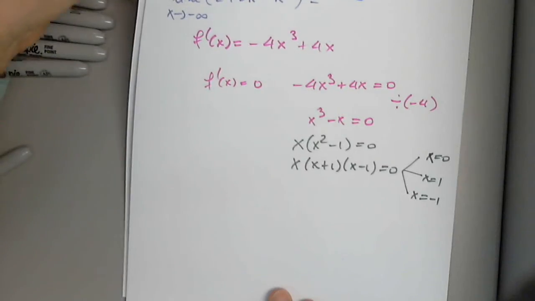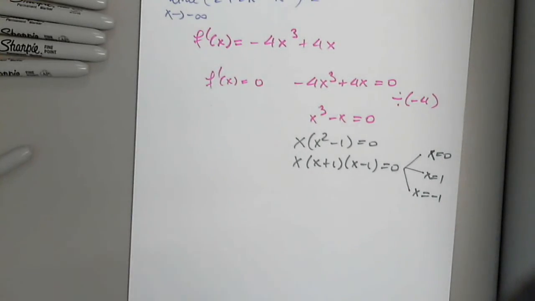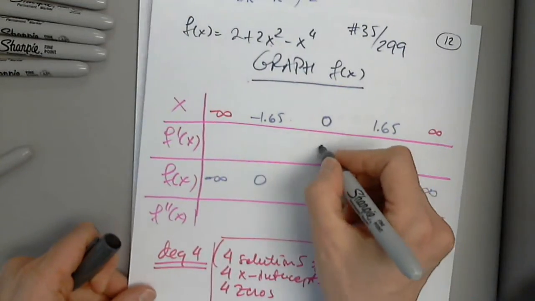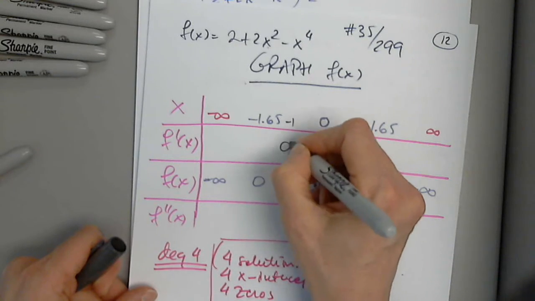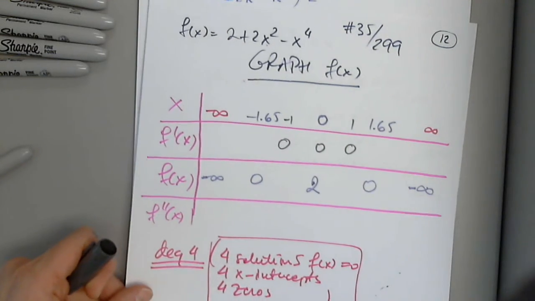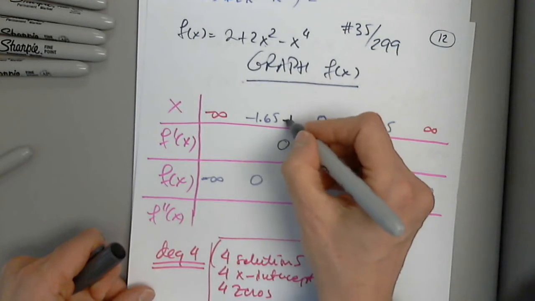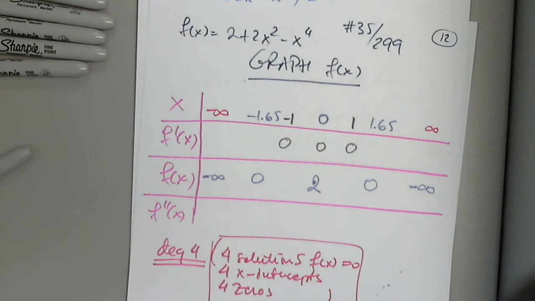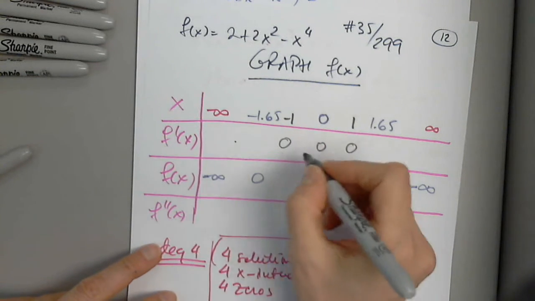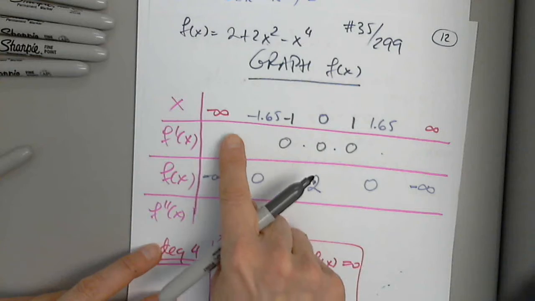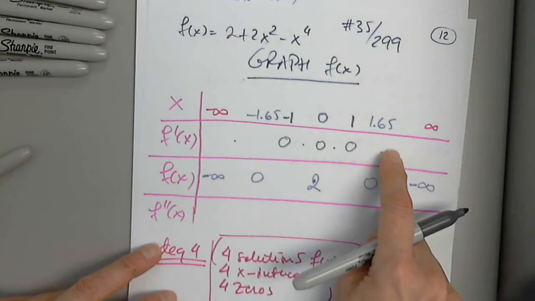Back to the table. Let's put those in. 0, negative 1, 1. Careful how you insert them. I may have to reconstruct the table if it gets too crowded and there's not enough room. I may have to rewrite it or reconstruct it. So now I need to study the sign of the derivative here, here, here, and here.